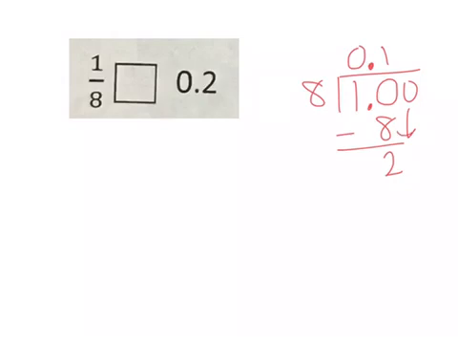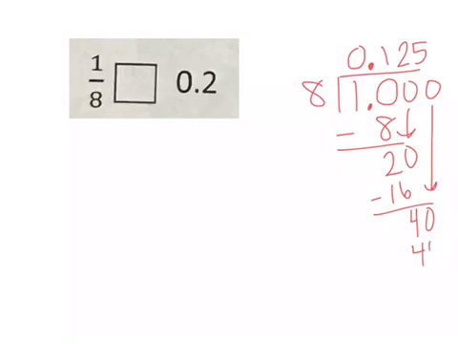I can add another 0 and bring it down. So 8 goes into 20 2 times. 2 times 8 is 16. I have 4 left over, so I'm still not done. Bring down another 0. And 8 goes out of 40, 5 times 8 is 40. So finally, I am all done. So now I'm going to go back to my original problem, and I have 0.125, or 125 thousandths, compared to 0.2, or 2 tenths.